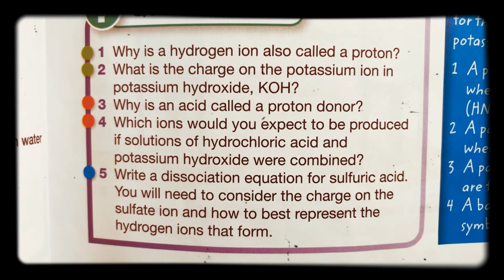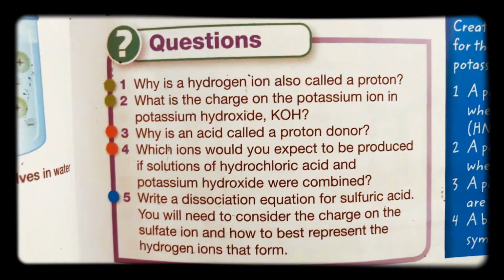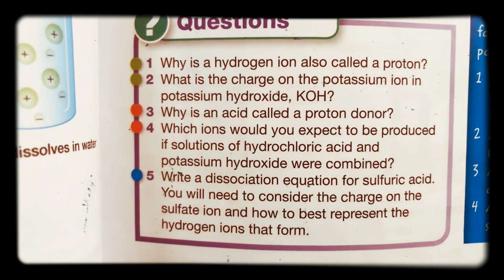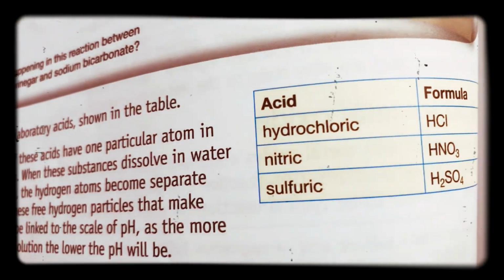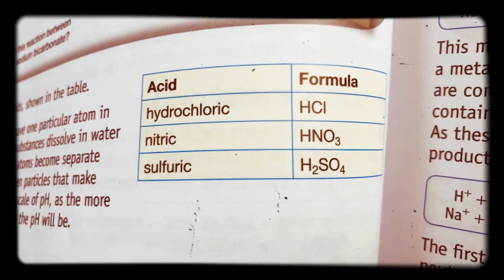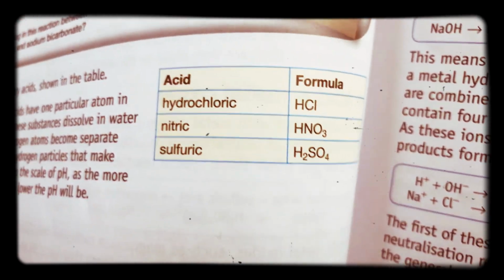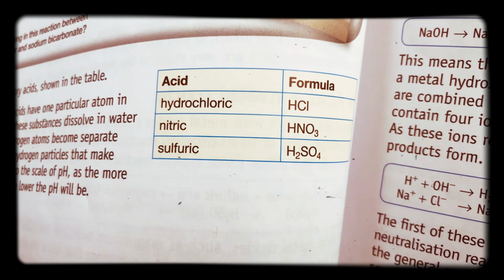Right, dissociation equation for sulfuric acid. You will need to consider the charge on the sulfate ion and how to best represent the hydrogen ions that form. So, little clue, the sulfuric acid molecule is H2SO4. So, we actually have 2 hydrogens in sulfuric acid. Pause the video.